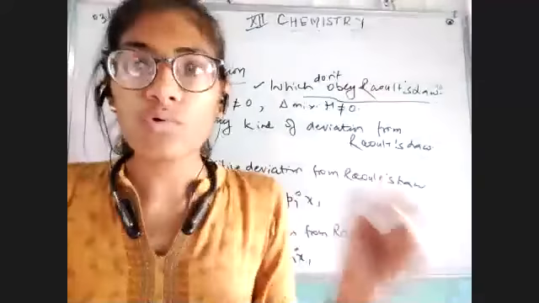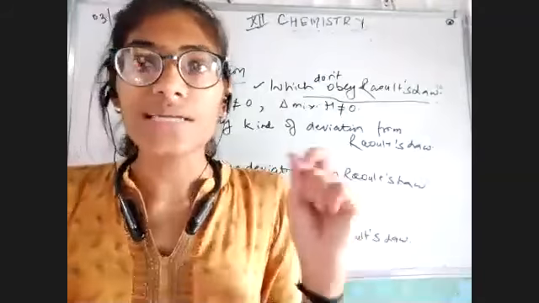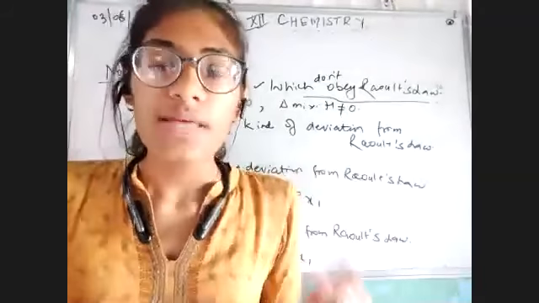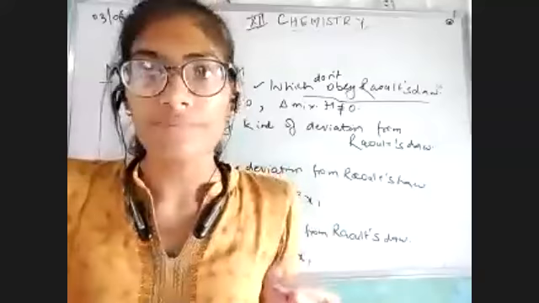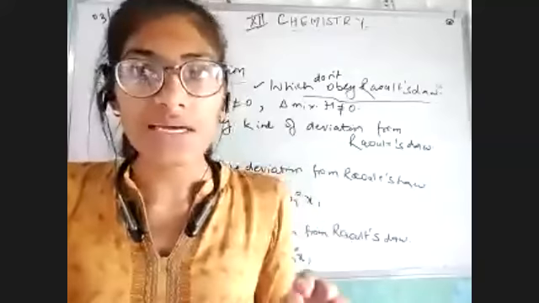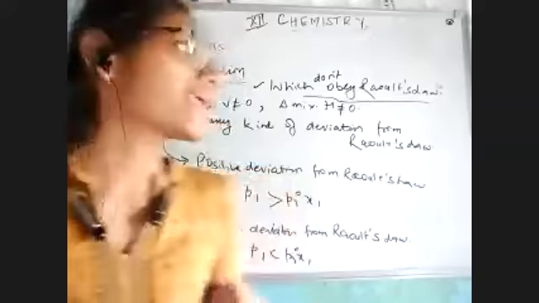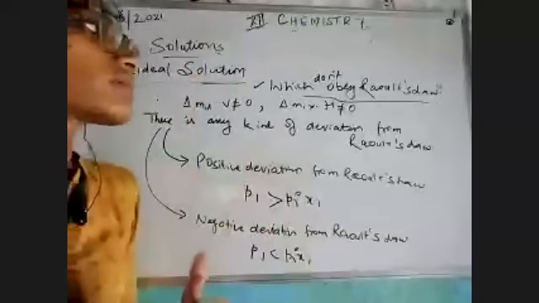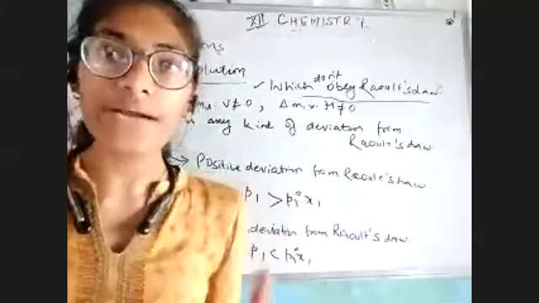If they follow Raoult's law and delta mixing V as well as delta mixing H equal 0, that means there is no chance to show deviation. If they stick to that, there is no option of deviation between them. They will not show any positive or negative deviation. That is the twist, and that is why they are called ideal solutions, whereas non-ideal solutions will show positive and negative deviation. Am I clear, children? Yes, ma'am.